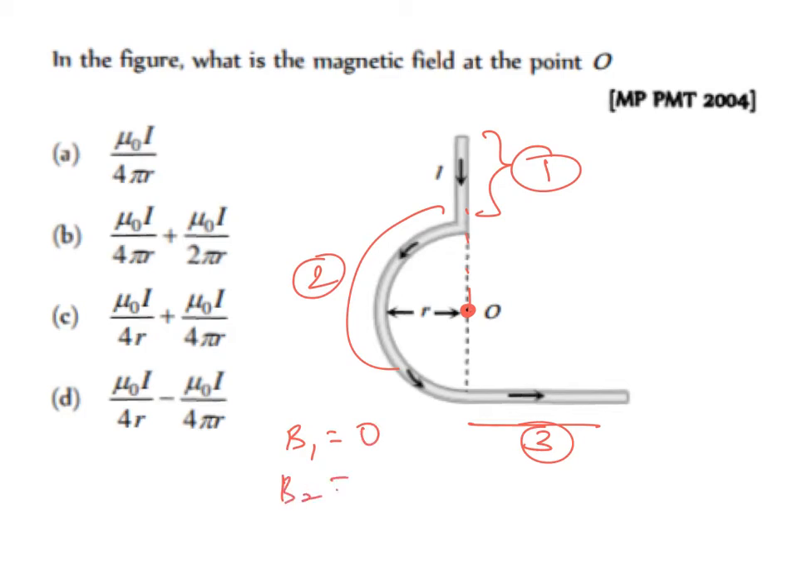And B2 is due to the semicircular coil, correct. So that's the reason why it is mu naught divided by 4 pi into theta, where theta is pi because it is semicircular, into current I divided by the distance, which is R now.